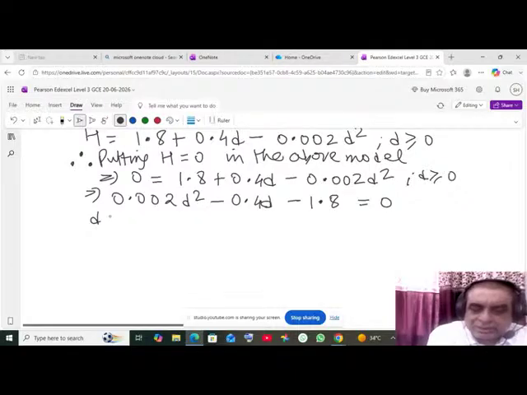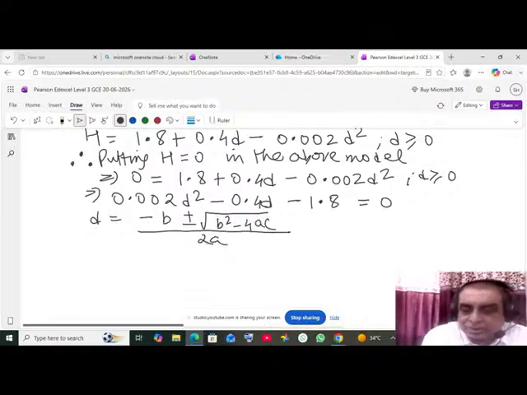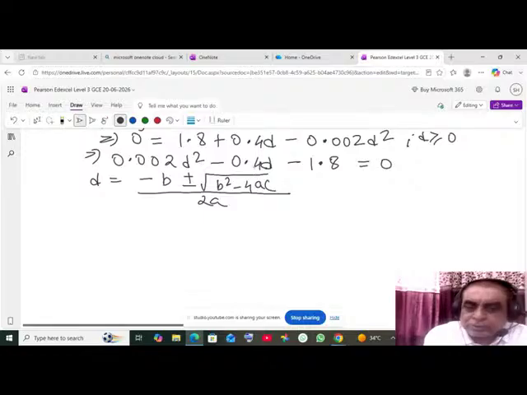So here the d value is asked, that is the horizontal distance. So we will use this formula: minus b plus minus square root of b squared minus 4ac, whole divided by 2a. This is the formula for getting the values of the variable. Here B denotes the coefficient of d, A denotes the coefficient of d squared, and C denotes the constant number.